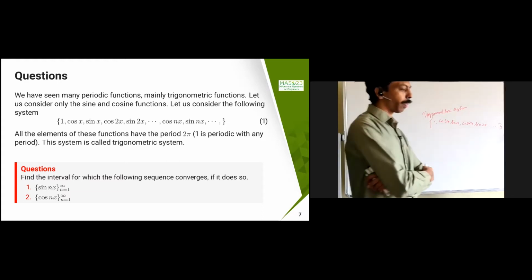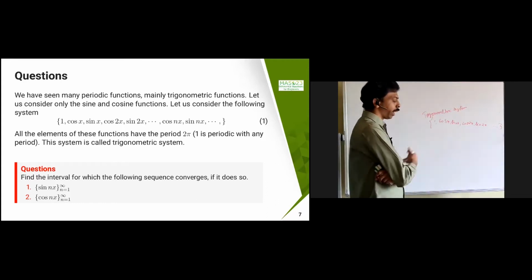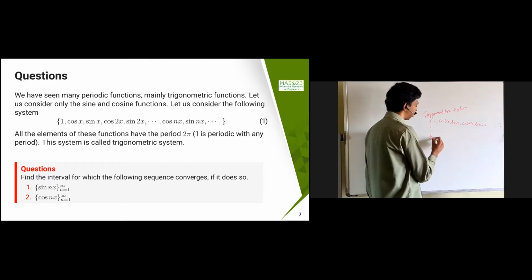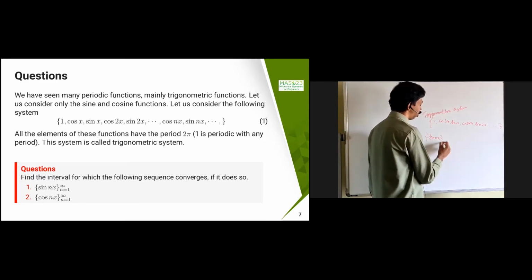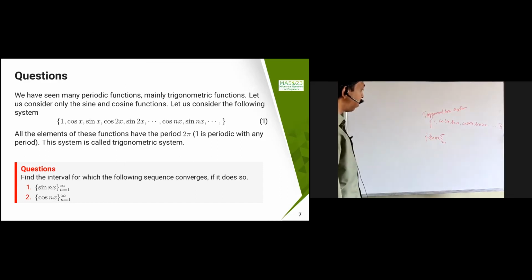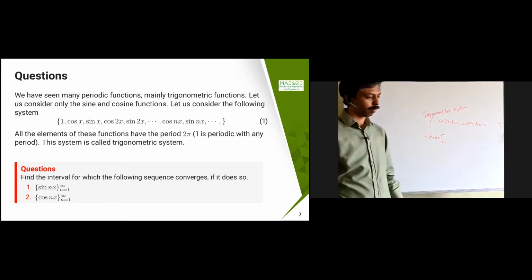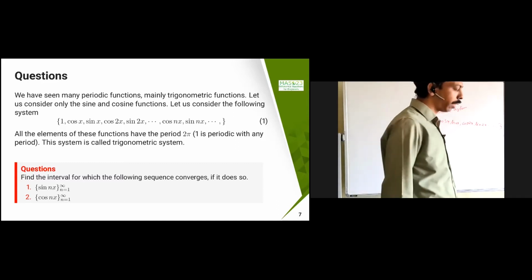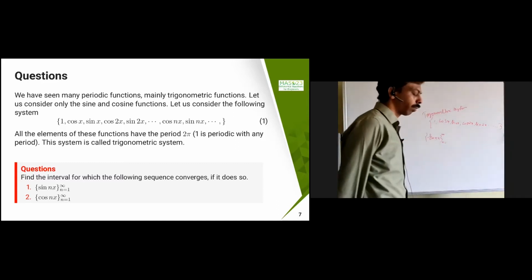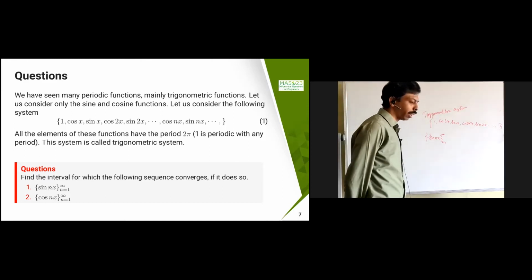Now suppose I have a sequence sin nx, with n equal to 1 to infinity or n equal to 0 to infinity. Is this sequence convergent? If so, for what values of x? For what x does it converge? 0. Okay, for x equal to 0, it converges. Any other x?